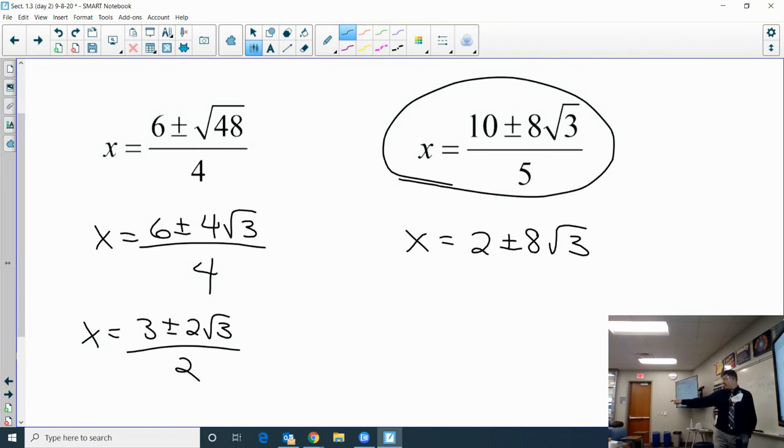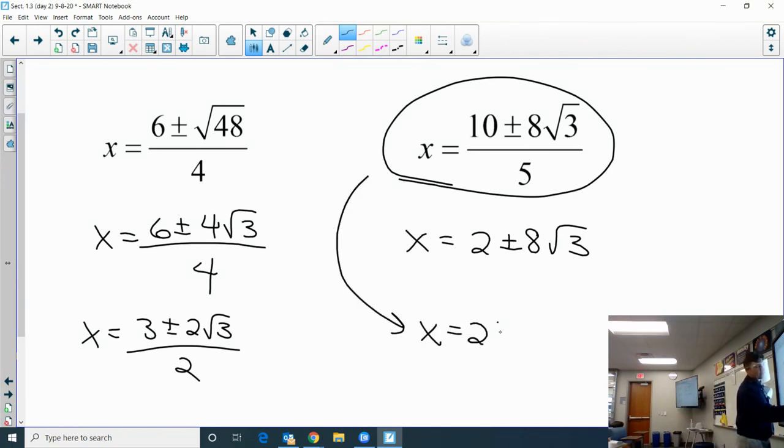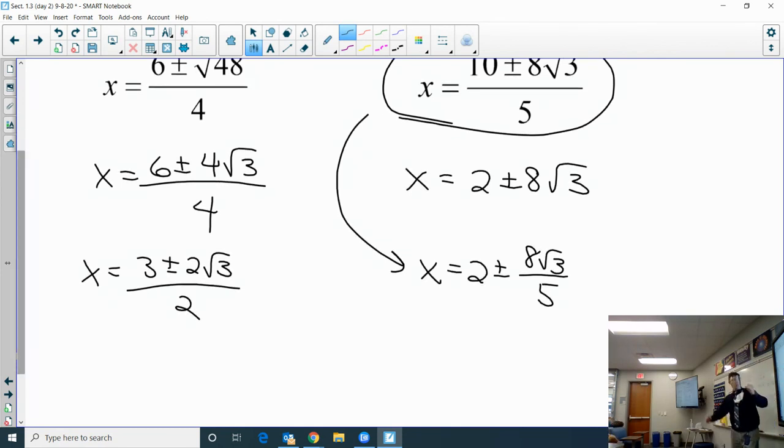Now, you might see some people do this. If you write it as 2 plus or minus 8 square root of 3 over 5, now that would be okay. Now that's correct. I'd still say leave it up here. But that other one is clearly wrong. Okay, know the differences. All right, we got completing the square, we got factoring, we got quadratic formula. Okay, they all have their uses.